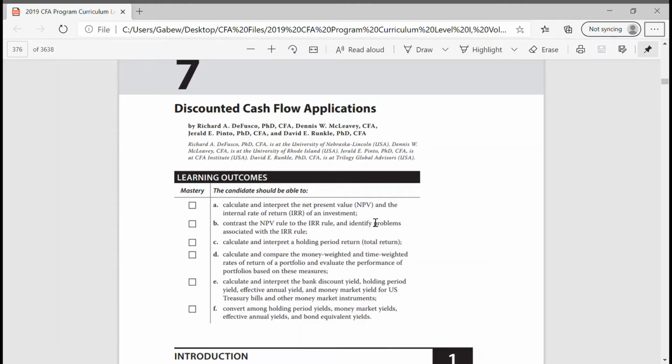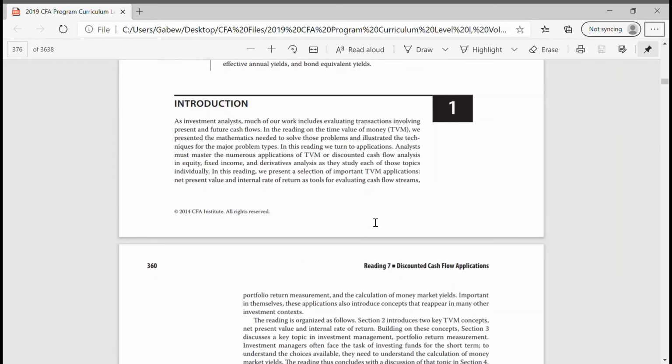Okay, so yeah. Introduction. Much of an investment analyst's work includes evaluating transactions involving present and future cash flows. In the reading on the time value of money, TVM, we presented the mathematics needed to solve these problems and illustrated the techniques for major problem types. In this reading, we turn to applications analysts must master for the numerous applications of TVM or discounted cash flows.